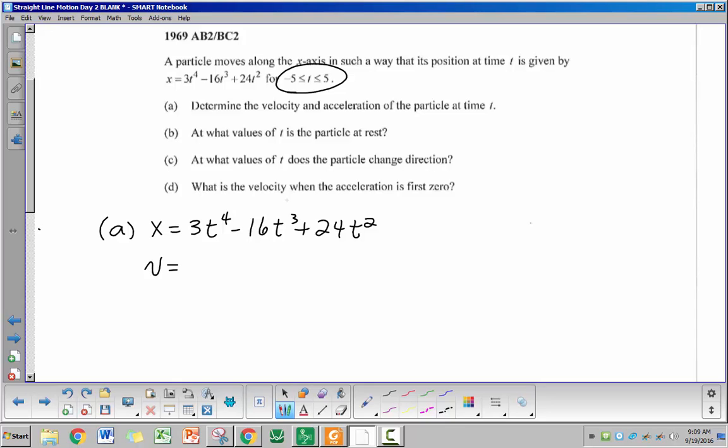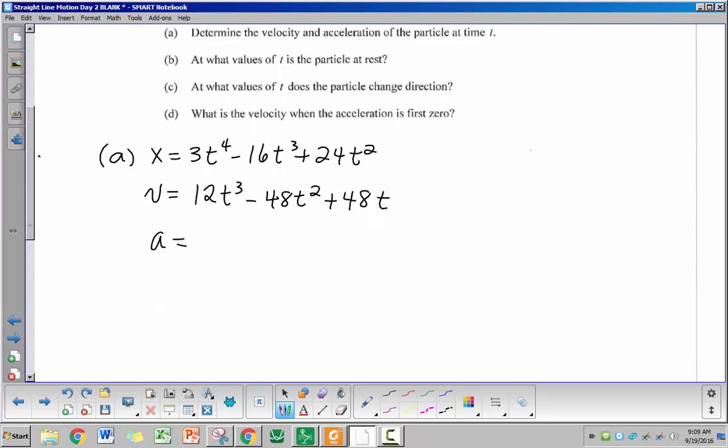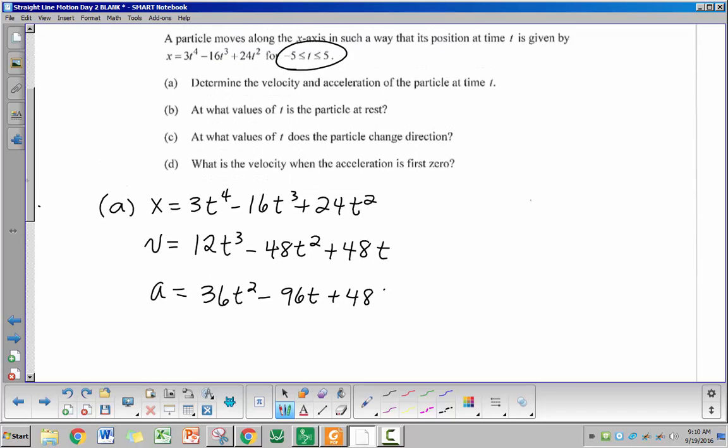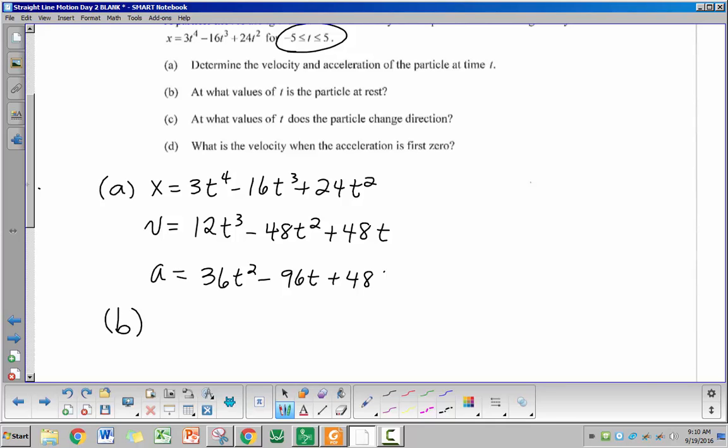The velocity is 12t cubed minus 48t squared plus 48t, right? Acceleration is 36t squared minus 96t plus 48. Okay? You get 2 points for that out of 9 so far. So next, part B says, when is the particle at rest?